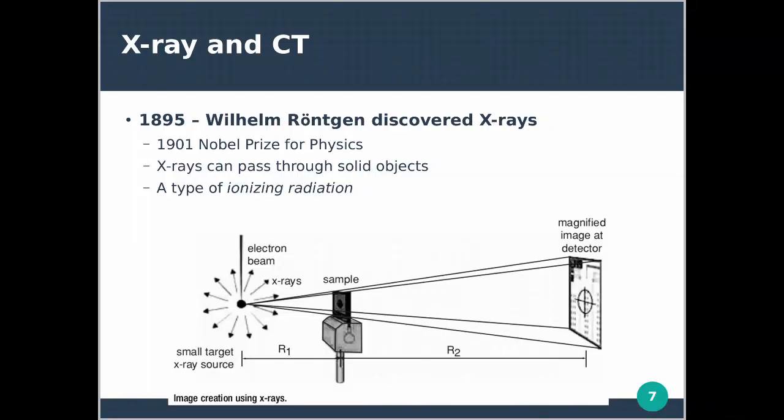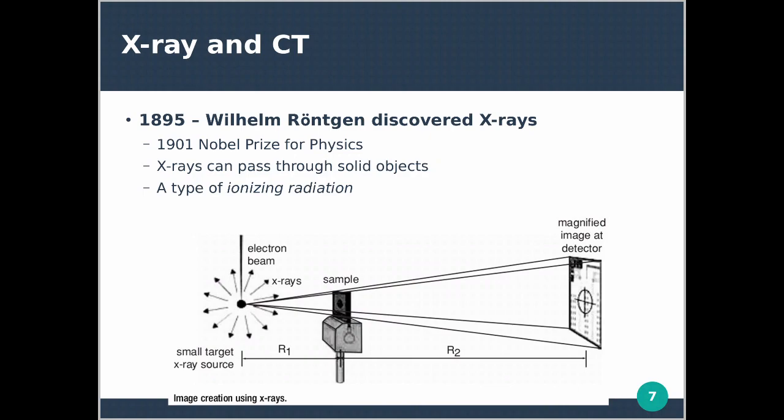Hi, in the second part of the lecture about bioimaging, we will be discussing X-rays and CT scan. In 1895, Wilhelm Röntgen discovered X-rays, which allowed him to win the Nobel Prize for Physics in 1901. X-rays are basically high-energy waves, and he found out that X-rays can pass through most solid objects.